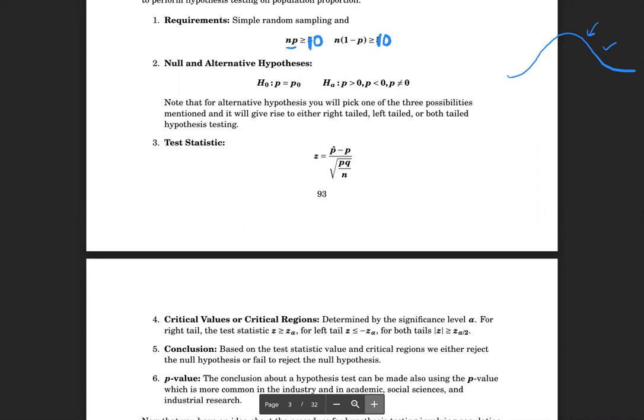These 2 assumptions have to be true. Before you do hypothesis testing, you have to make sure that these 2 assumptions hold true, not one or the other. It has to be both. Keep in mind that it's not one or the other, it has to be both.